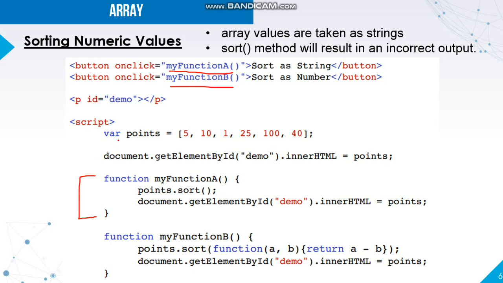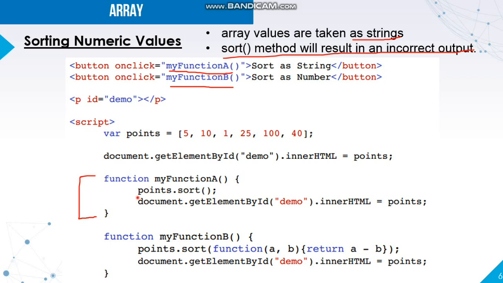Sir, why is it string? It's because when we input elements in our arrays, this is considered as strings first, especially in numbers. The sort method will then have an incorrect output for this. It's because it is considered as string. Okay, so let's take a look at my function A first.